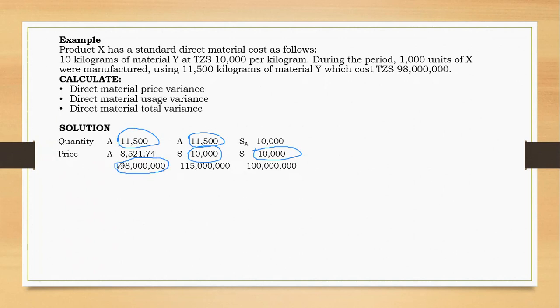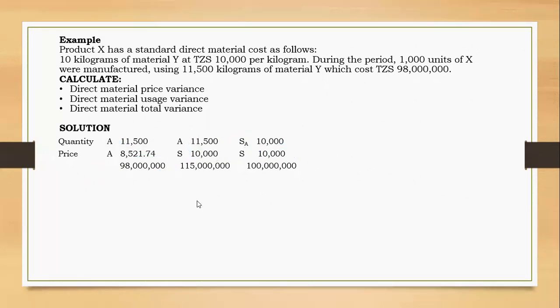So what we are left with is just proceeding to get the figure. Which figure do we need here? This one. We need this figure, standard quantity for actual output. Now, how am I going to obtain this standard quantity for actual output? How can you obtain the standard quantity for actual output? Now you can just go and proceed.